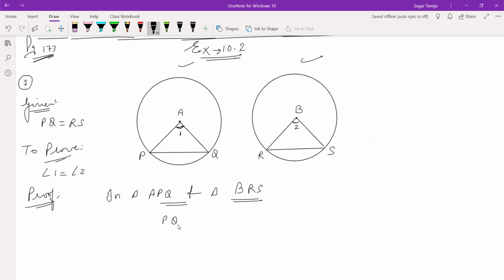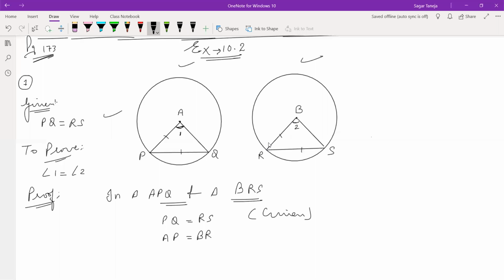PQ and RS are equal because it is given in the question that chords are equal. Given. And after that, AP is equal to BR. What I have told you, this first question is the reflection of the first theorem. In the first theorem we did it by triple S. This first question will also be by triple S, where the chords are equal, and this radius will be equal to this radius.